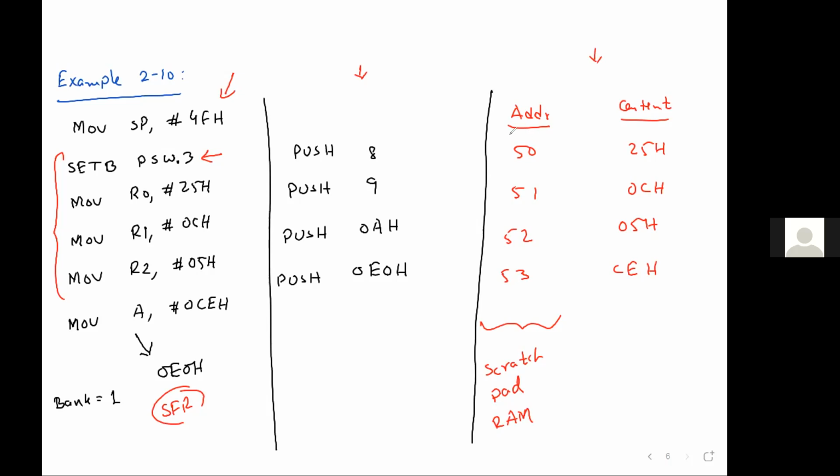Have you understood how the address started at 50? So can you repeat that part again? Which portion? Tell me. Why is the address starting from 50? Exactly. Because of the increment. So see, the value in your stack pointer is 4FH, right? So if you add 1 to 4FH, you get the address 50.